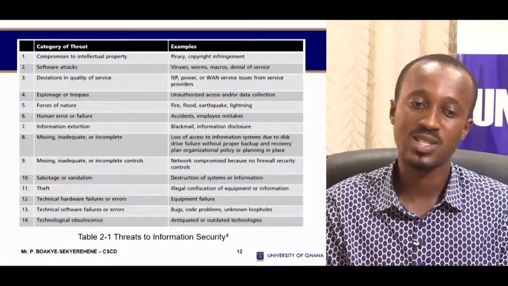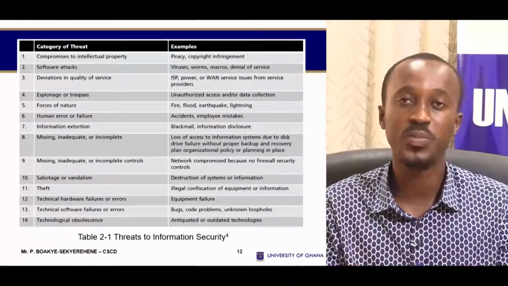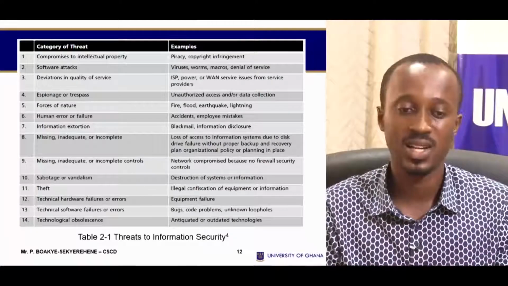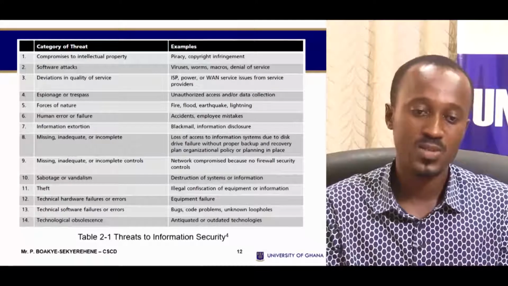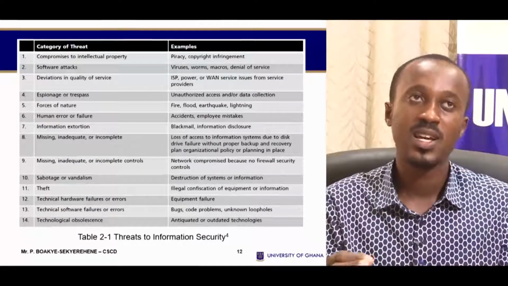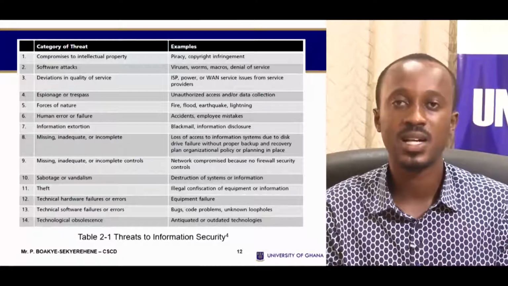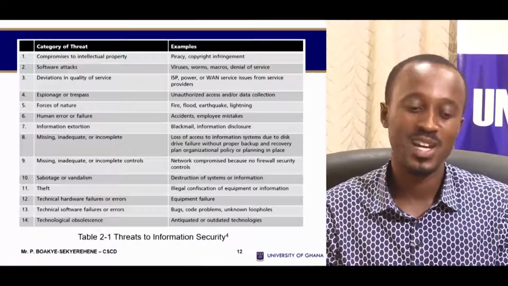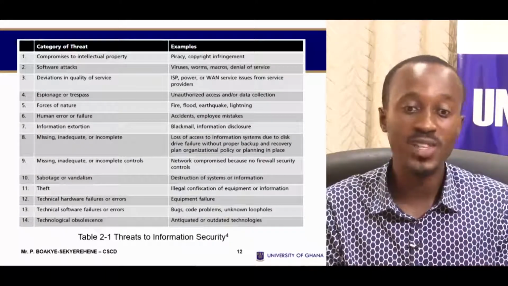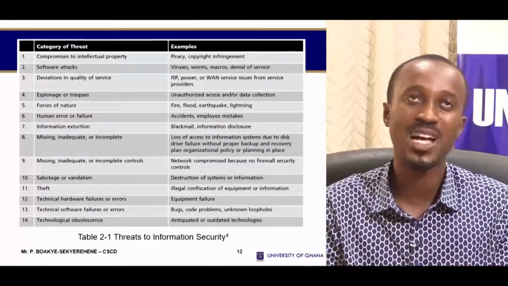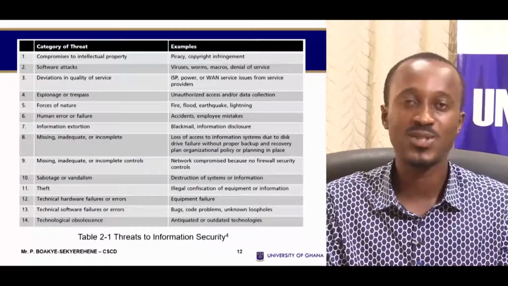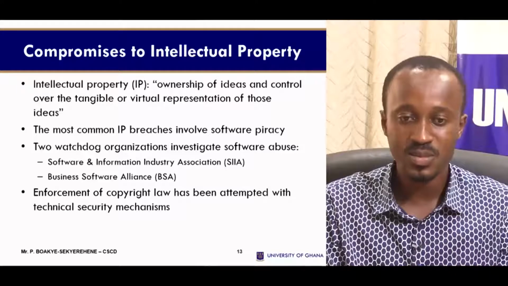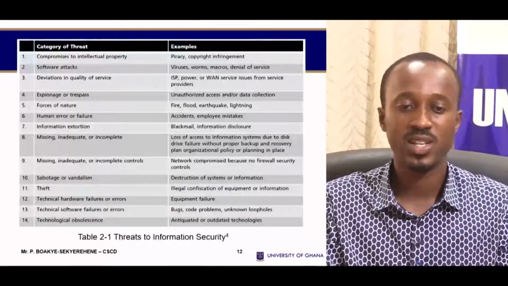Another category of threats is software attacks. That is the one that we are most open to, which comprises viruses, worms, denial of service, etc. We have espionage or trespass. We have deviation in quality of service, especially in the telecommunications sector, when you are making a call and you are not getting the quality that has been advertised. All these are forms or categories of threats. And if you're an organization, you should be aware of the possible existence of all these kinds of threats.